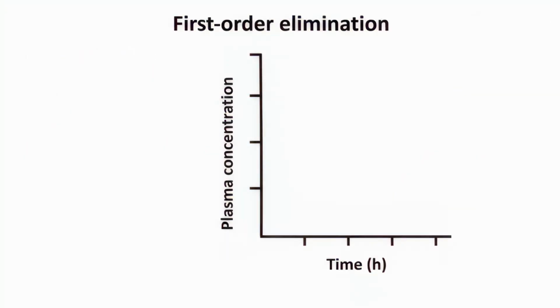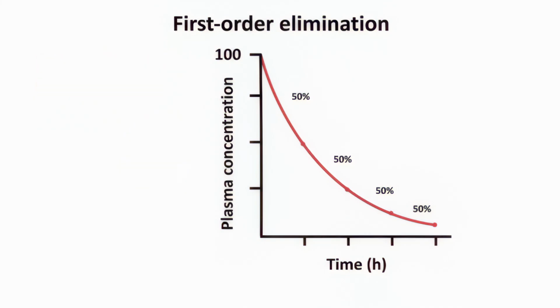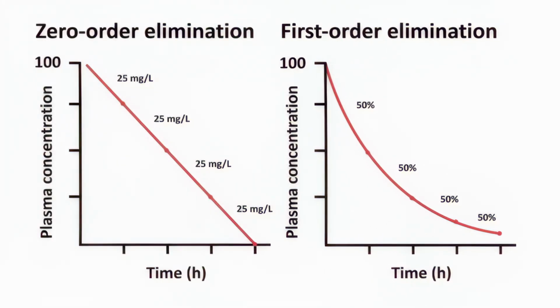So if you start out with the same plasma concentration of 100 milligrams per liter, and you're eliminating 50% of the drug every hour, that first hour you'll eliminate 50 milligrams. The second hour you'll eliminate 50% of whatever is left. So then you'll go from 50 to 25. And then in the third hour you'll go from 25 to 12.5. And in the fourth hour, you go from 12.5 to 6.25, and so on. So with these numbers, after 4 hours zero-order elimination has gotten you to a plasma concentration of 0. But with first-order elimination, there's still a little bit of the drug left. So in this example, zero order clears the drug faster.